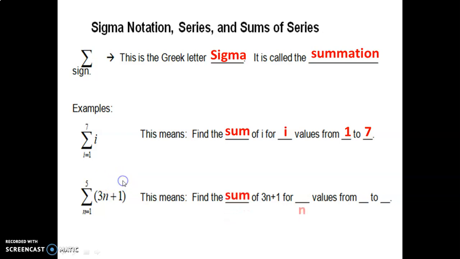Same thing for the bottom example here. We have the sum of this expression with n values of 1, 2, 3, 4, all the way up to 5 plugged in here. So plug those n values in and then add all those things up. That is what that symbol means.